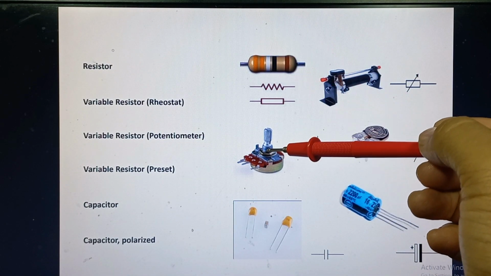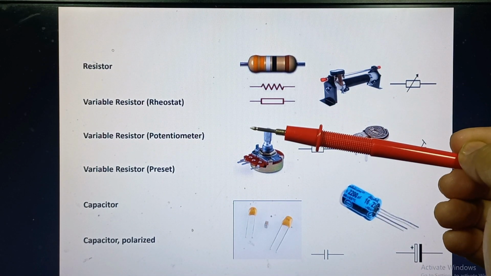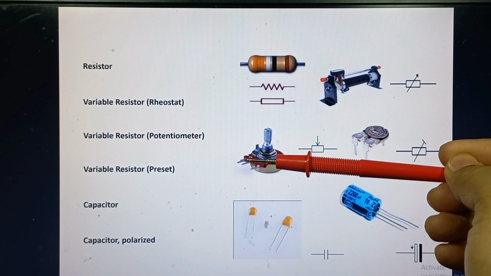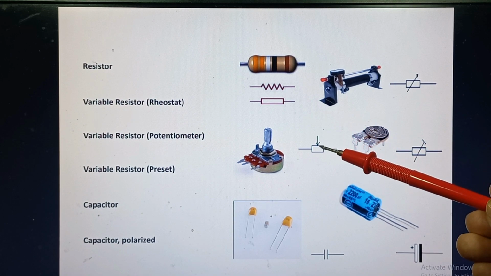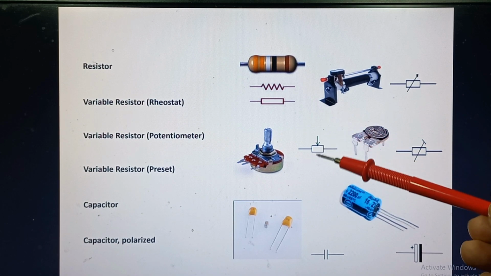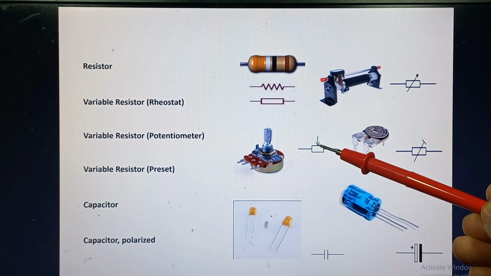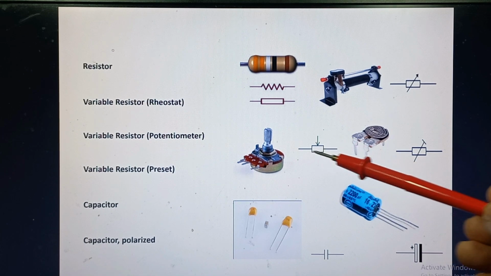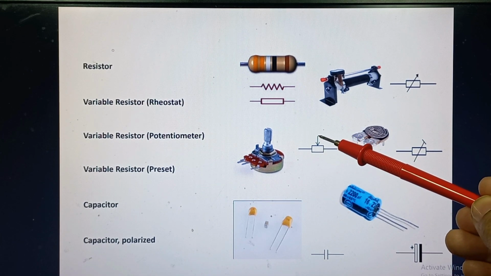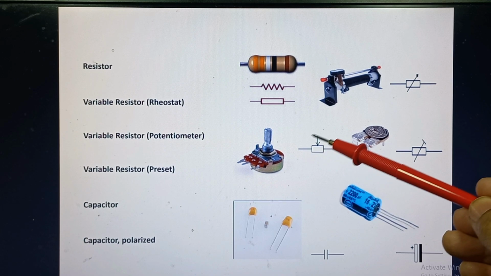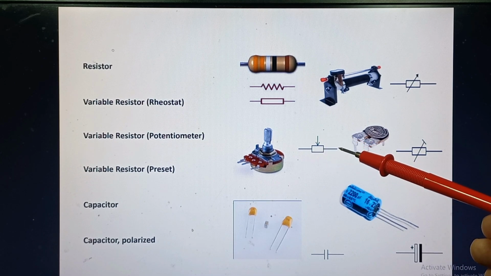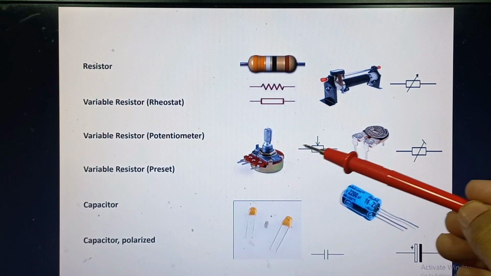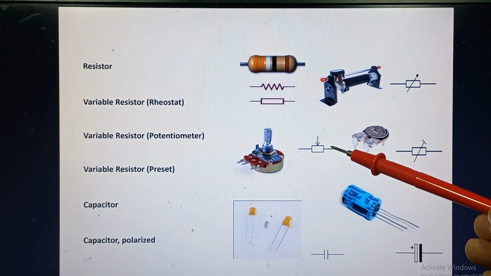A variable resistor is a resistor of which the electrical resistance value can be adjusted or varied between any 2 points. Here you can see you can vary the resistance value between any 2 points. For example, this one is the variable one. You can vary the value between this point and this point. So you can vary the value of the resistance between any 2 points.